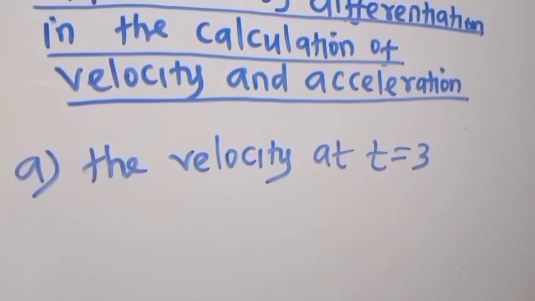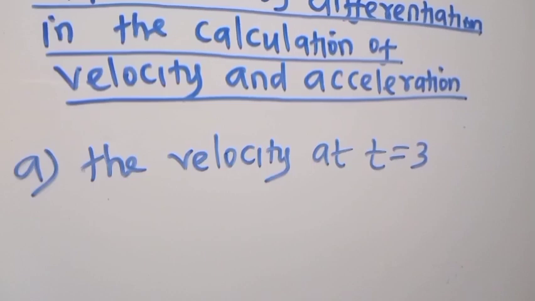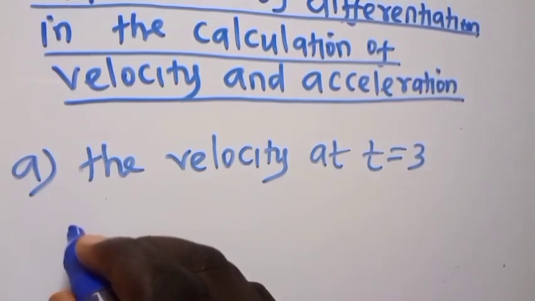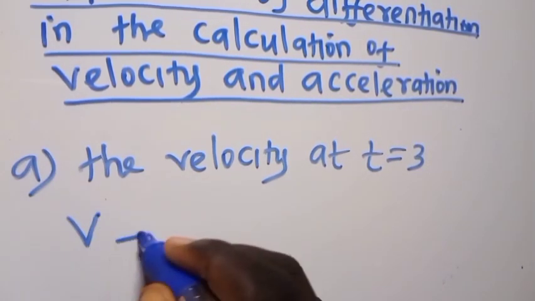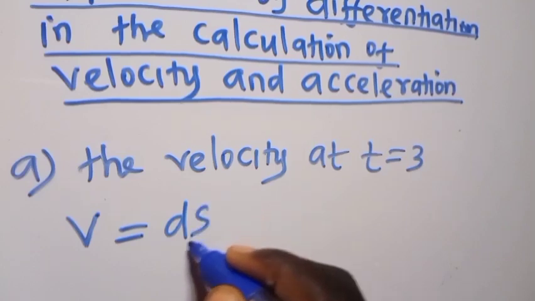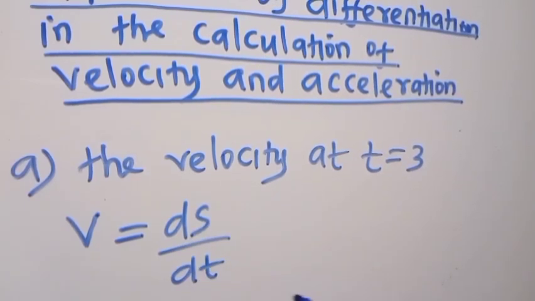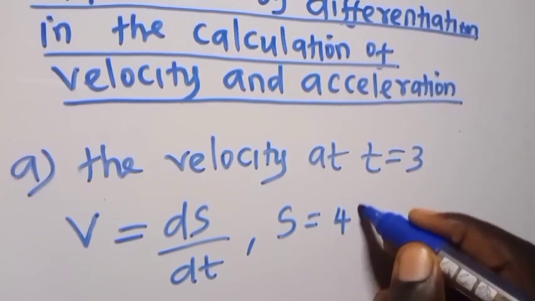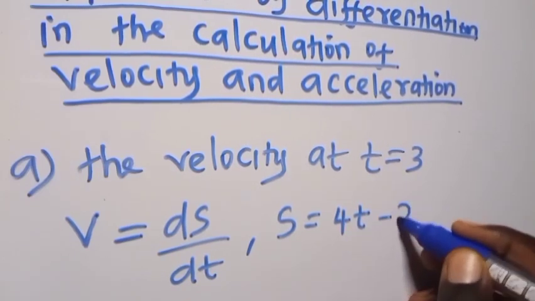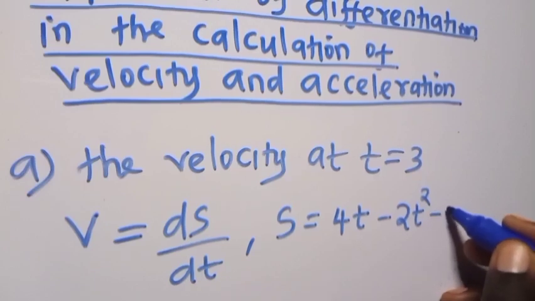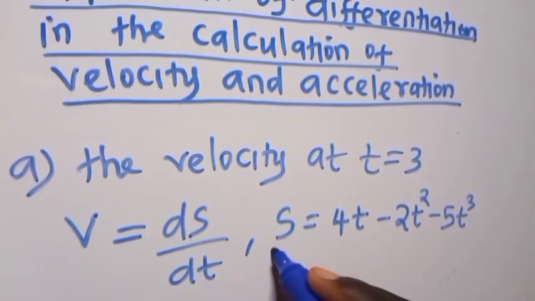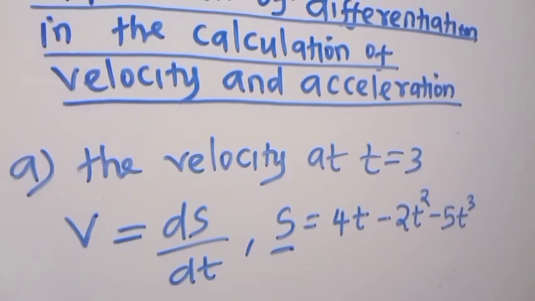Find the velocity at t equals 3. Now, we have said earlier that for you to obtain velocity, you have to differentiate displacement with respect to time. Since we have our displacement as 4t minus 2t squared minus 5t cubed, we have to differentiate this displacement with respect to time.